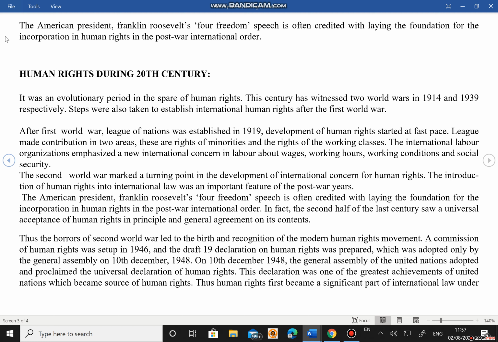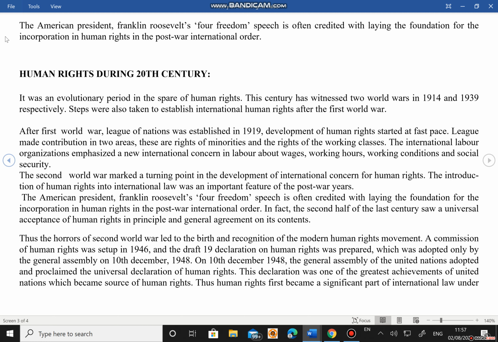The second half of the last century saw a universal acceptance of human rights and general agreement on its contents. A Commission of Human Rights was set up in 1946, and the draft of the Declaration on Human Rights was prepared, which was adopted by the General Assembly on 10 December 1948. What was this declaration? It was the Universal Declaration of Human Rights.